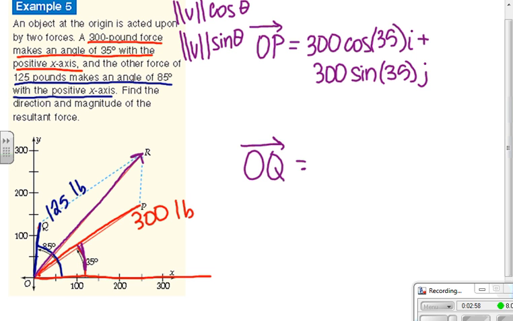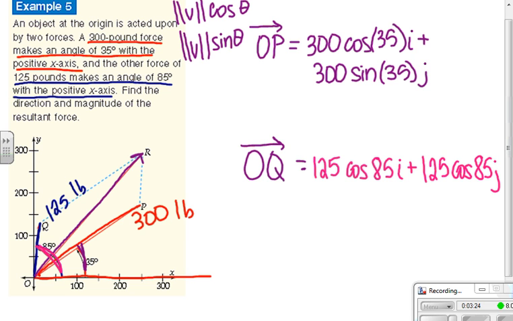I'm going to look at my vector OQ, and it's the same concept again. But this time our angle is going to be 85, and our magnitude is 125 because that's the force acting upon it. So I've got 125 cosine 85 i plus 125 cosine 85 j. So now all I have to do is do the simple math and simplify.